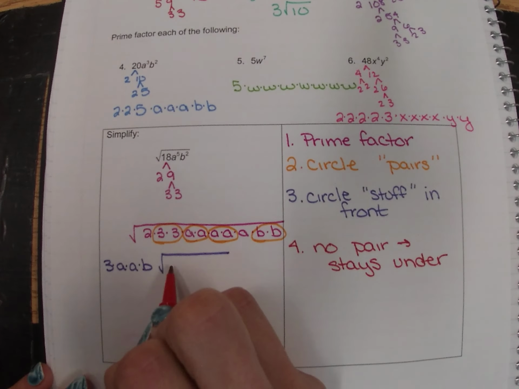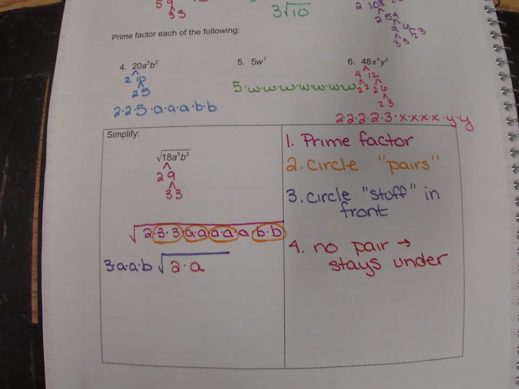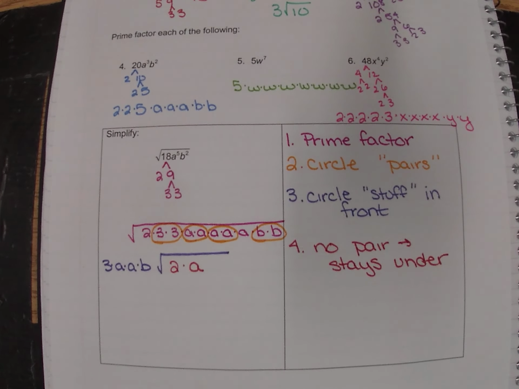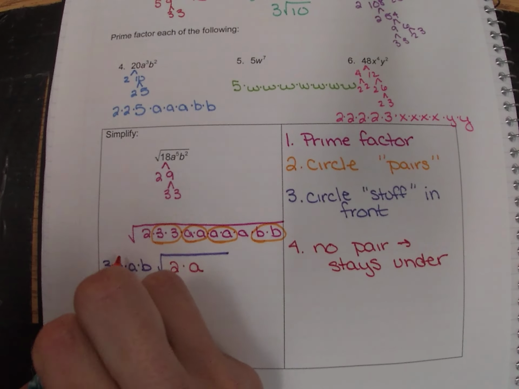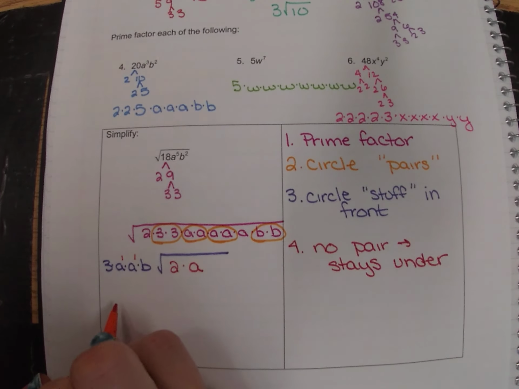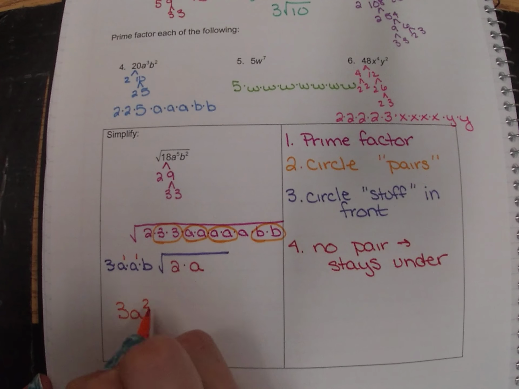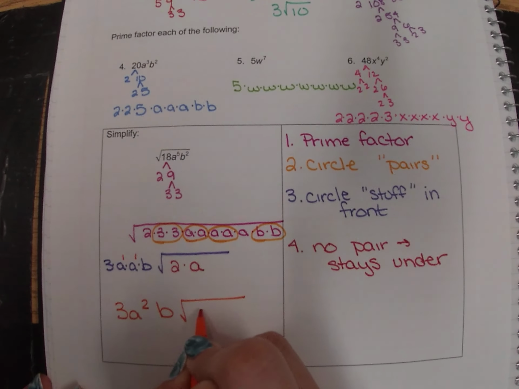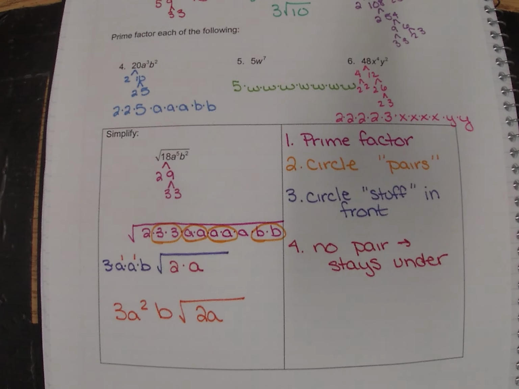So I have a 2 that stays under, and I have an a that stays under, and anything that's in the same place gets multiplied. So our rule for exponents, when we're multiplying with exponents, we add the exponents. So this is really a to the first times a to the first. So that's 3a squared b square root 2a.